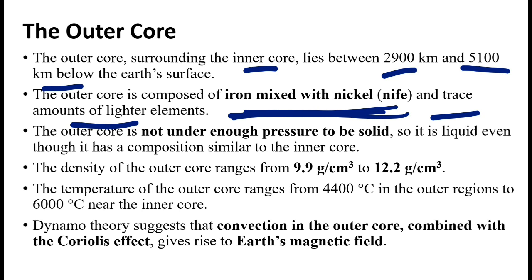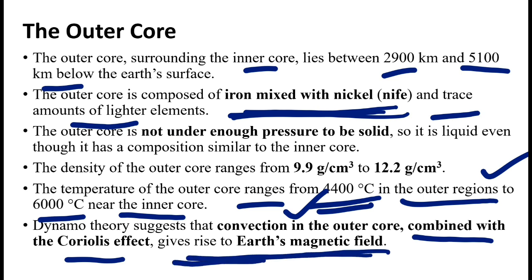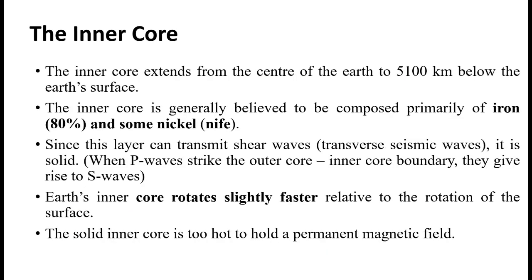The density varies between 9.9 grams per centimeter cube to 12.2 grams per centimeter cube. The temperature of the outer core ranges from 4400 degrees Celsius in the outer region to 6000 near the inner core. Dynamo theory suggests that convection in the outer core combined with the Coriolis effect gives rise to Earth's magnetic field. So it is a very important point. According to dynamo theory, the convection of the outer layer of the core combined with the Coriolis effect gives the Earth's magnetic field.